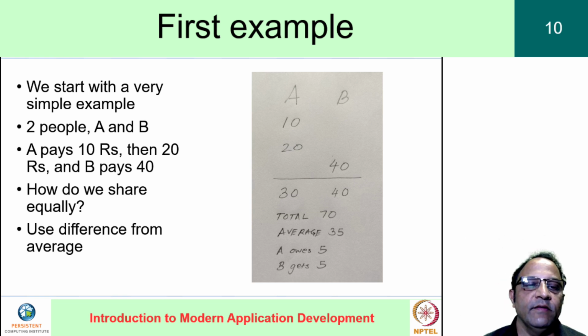Clearly, this is a very simple case indeed, just to get a basic idea of what it is that our application should do. So let's see what happens. How do we figure out how to share equally? In this case, the explanation of course is obvious. You take the total, find out what the average is, and since everybody should pay the average, A has underpaid and B has overpaid, and therefore A owes B 5 rupees, and in that case everything is balanced.